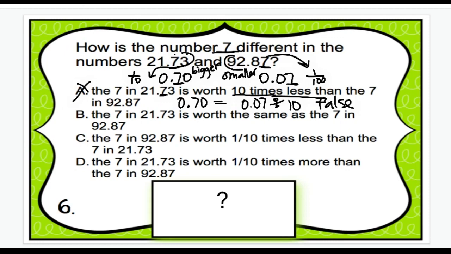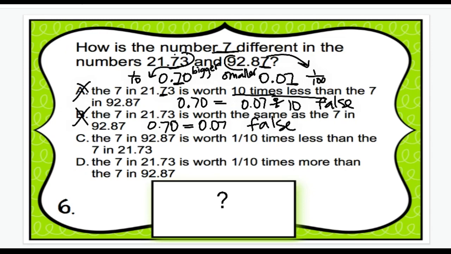Let's look at B. The 7 over here, so 0.70, is, remember, "is" means equal, is worth the same as. So that's saying that this is equal to this. False. No, it is not. They are in different place values.